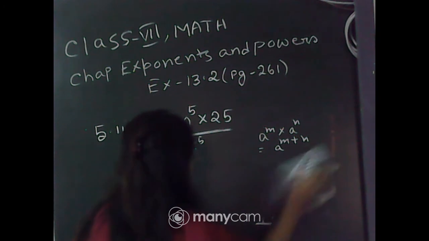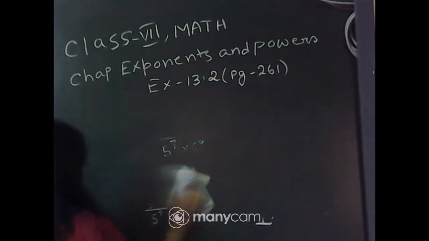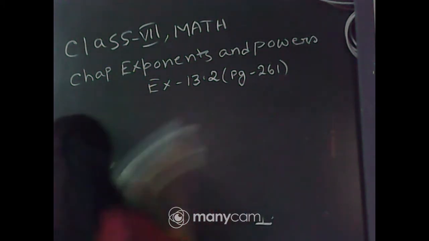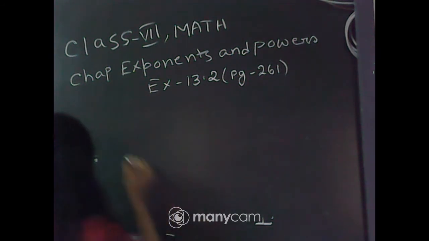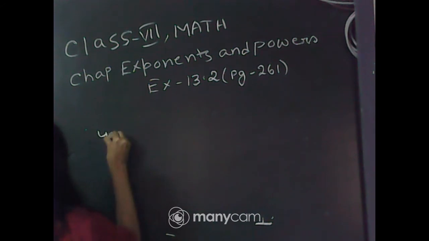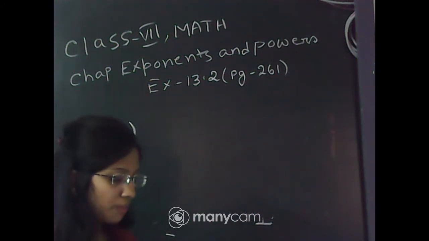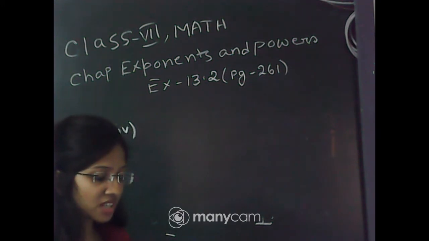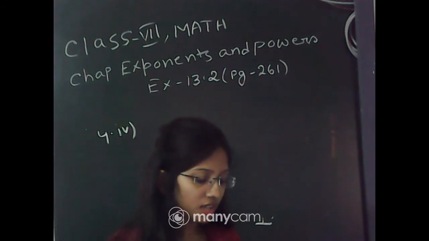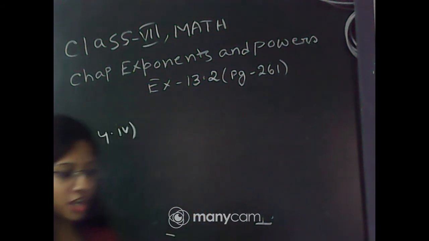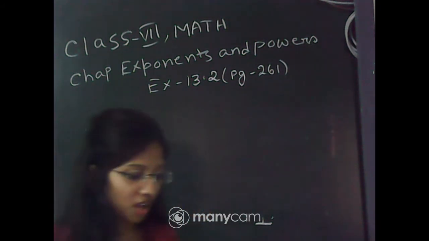Question number 4 of 4. Express the following number as a product of prime factors only in exponential form. We have to express the number 768 as a product of prime factors only in exponential form.